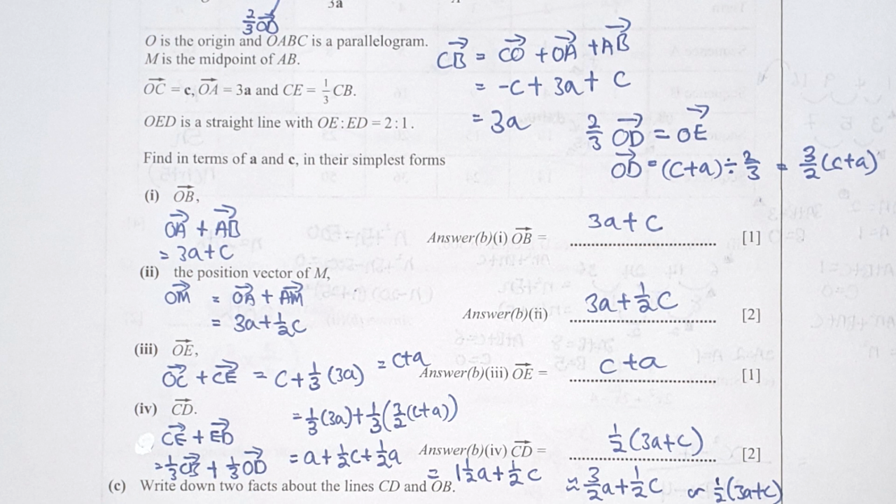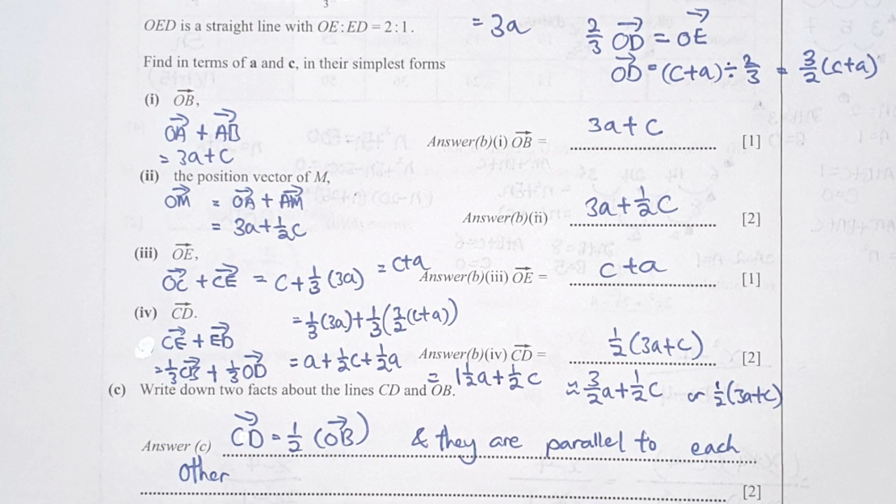As for CD, we'll be taking CE plus ED. It will be 1 over 3 of CB plus 1 over 3 of OD. After the calculation, you will get it as 1 over 2 bracket 3A plus C. Write down the two facts about line CD and OB. It will be CD equals to half of OB because they are parallel to each other.